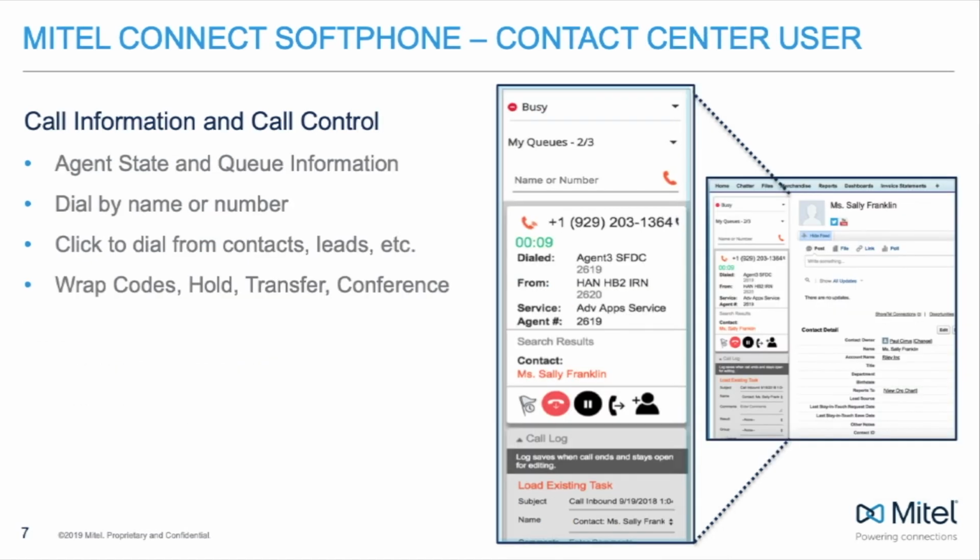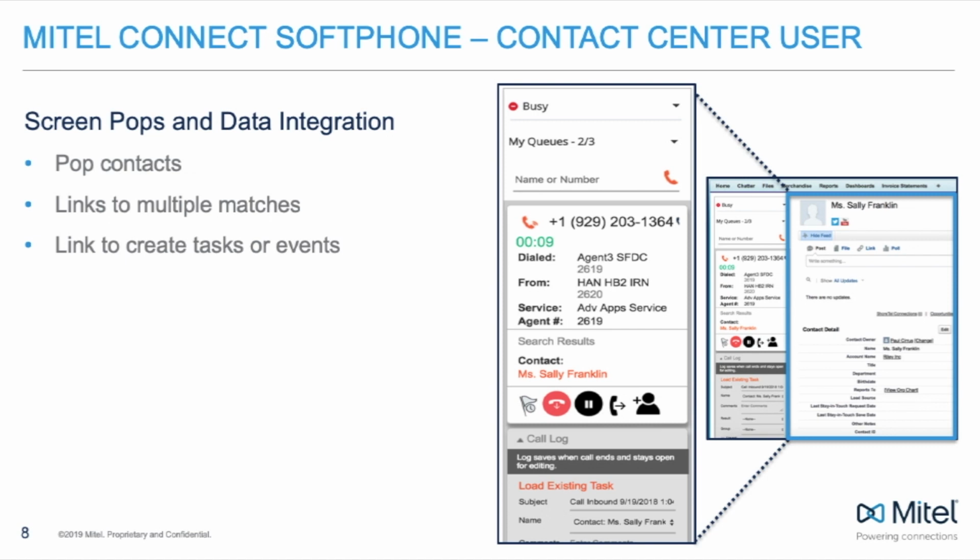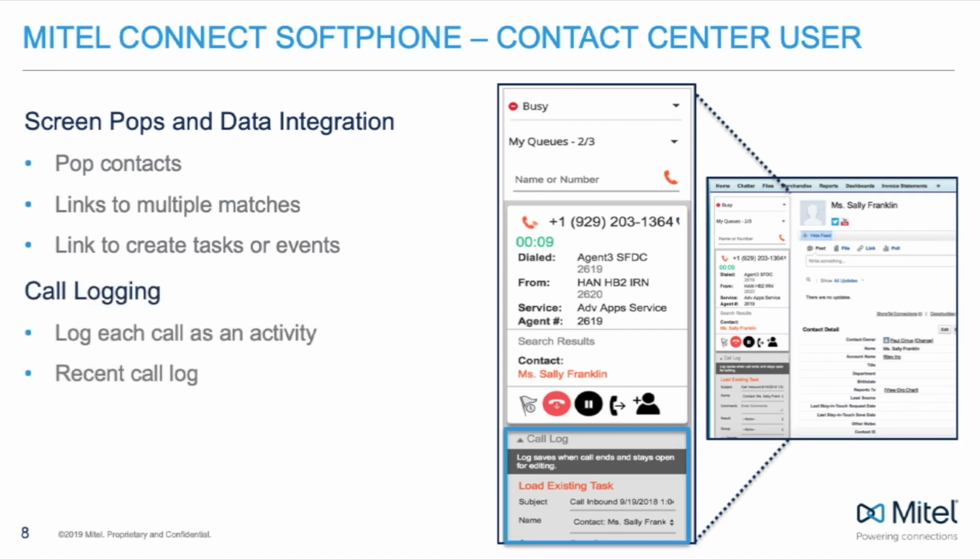When we look at the new Contact Center-enabled SOFTPHONE, you will immediately notice the same familiar look and feel and similar features. However, you will also notice new call center-specific icons and features such as agent state and queue information, and additional call control icons. It continues to support rich screen pop and data integration features, as well as similar call logging capabilities.